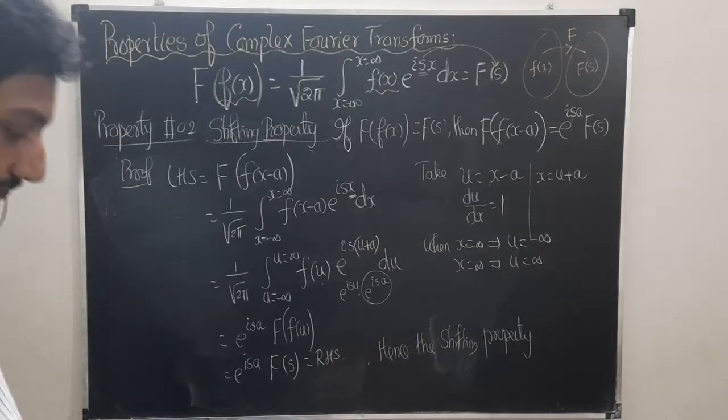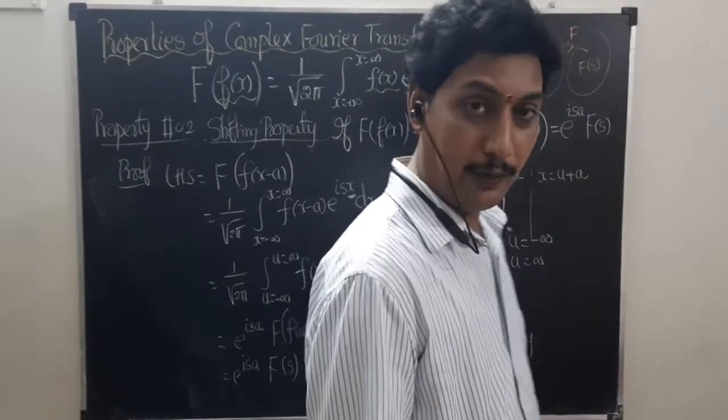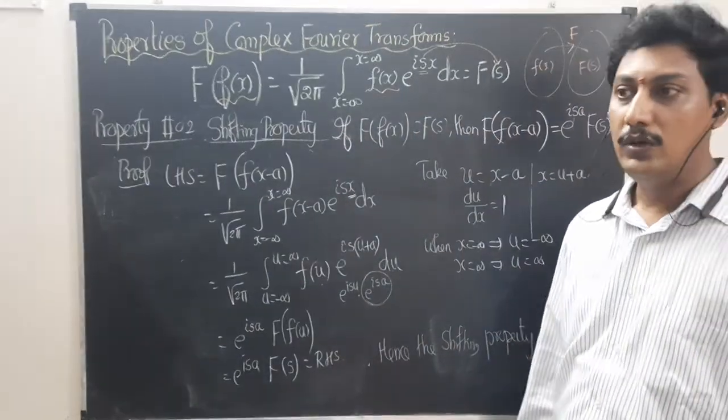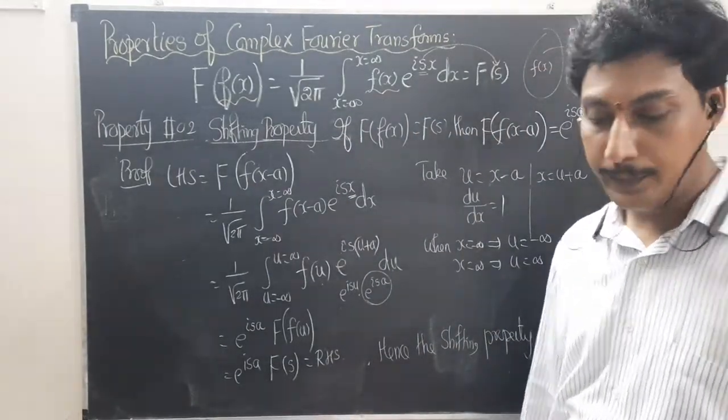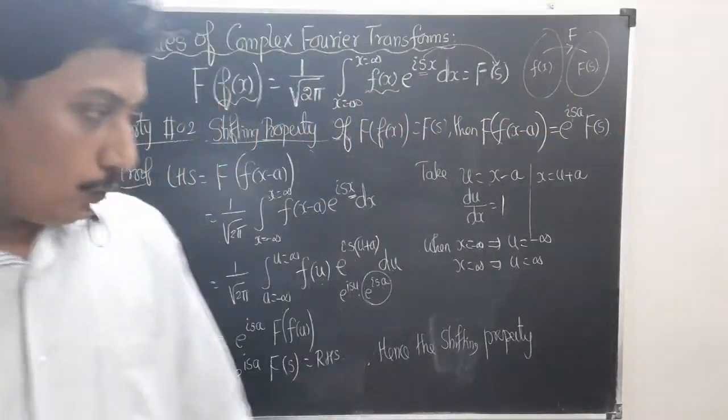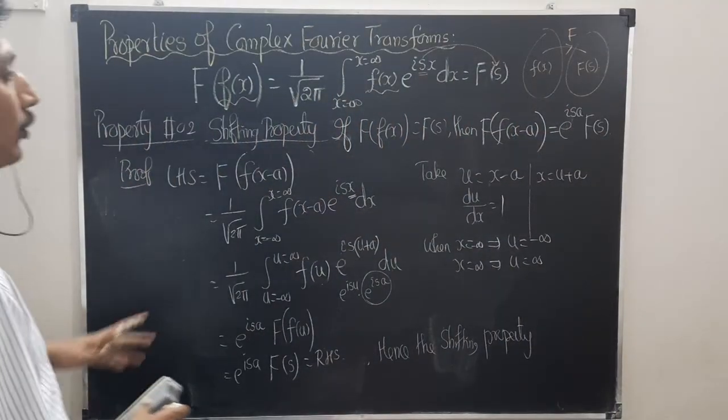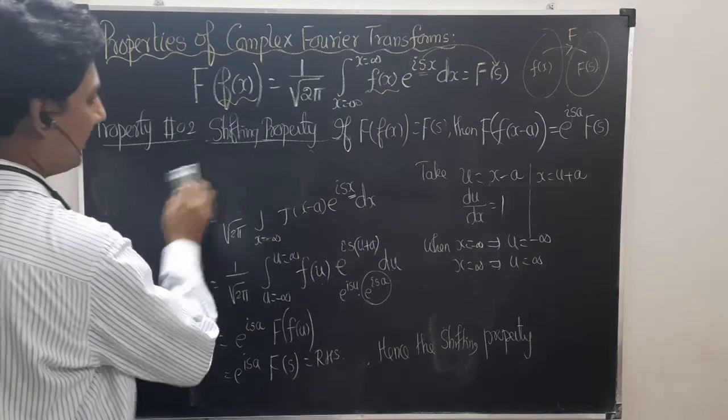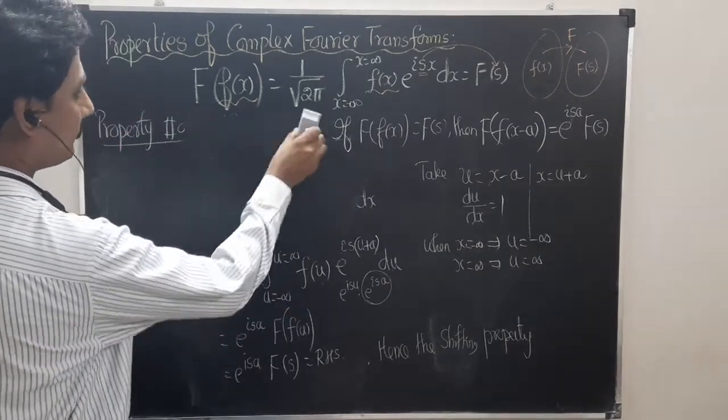Now by using this shifting property, I would like to derive or introduce one more, a third property. It's nothing but the product of the exponential with the function. So the property number 3 here.